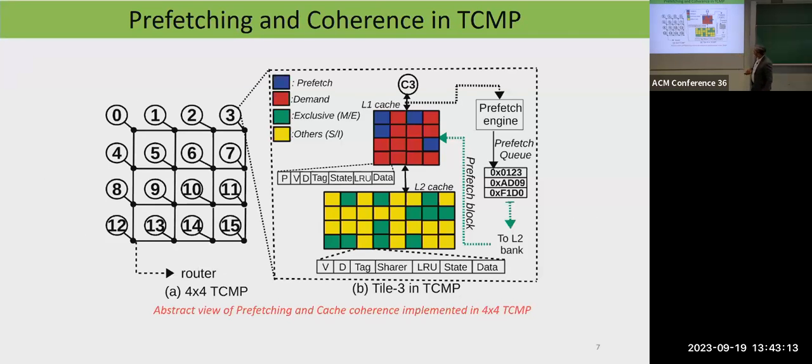Now let's see what happens with prefetching. This is a diagram which shows a tile in which you have the L1 cache, where the blue color indicates the prefetched blocks and the red color indicates the demand blocks. This is how conventional prefetching works: along with the demand blocks, you bring the prefetched blocks as well.